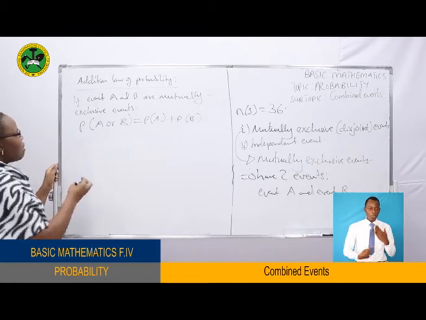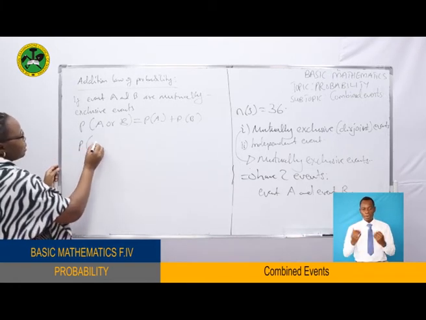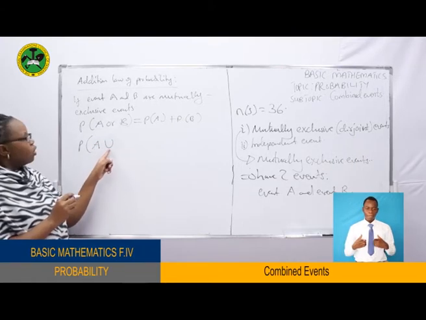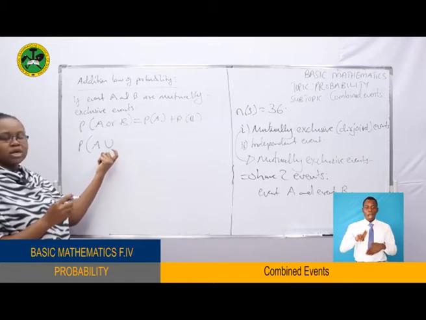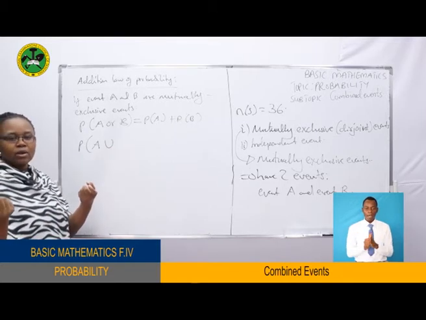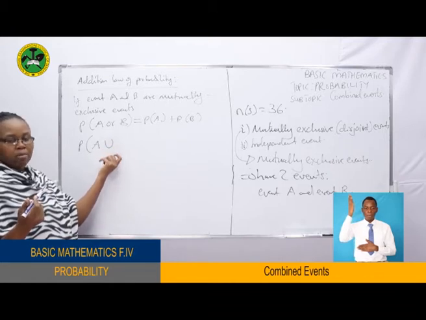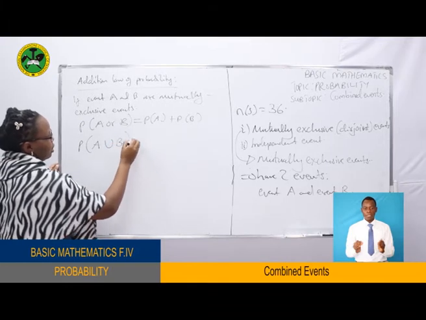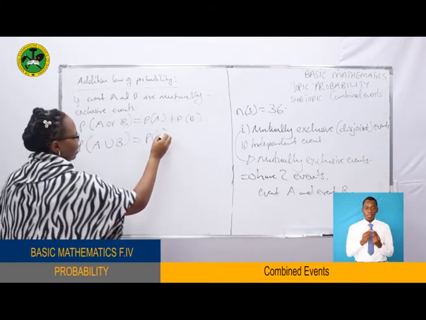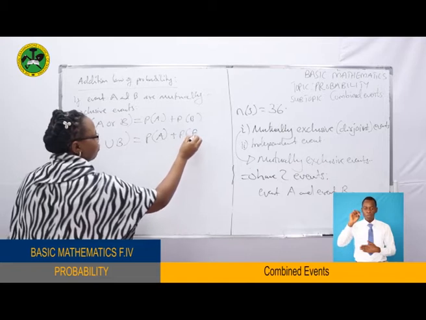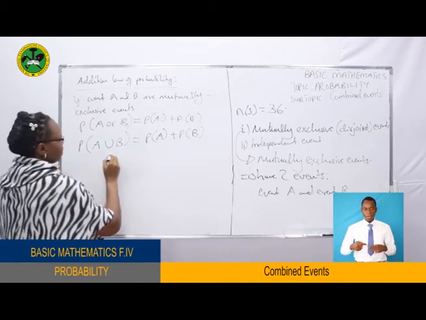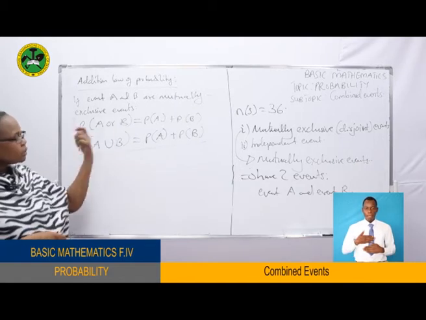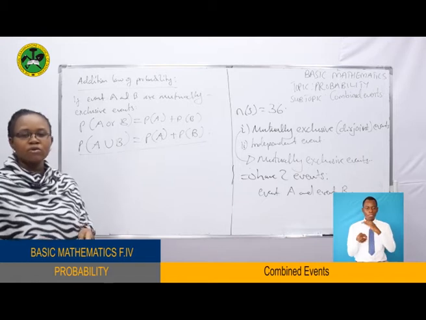And by formula we say probability of A, then this sign. This is the symbol of "or", as used in Form 2 in the topic of sets, that this is union. But here in probability, P(A or B) equals probability of A plus probability of B. So this is the formula which comes from the concept of mutually exclusive events.